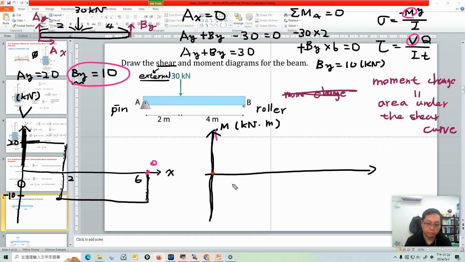We start from zero, because at A there is only a reaction force. There is no reaction moment at A. So we see that moment change equals the area under the shear curve. Let's go back to this shear curve.